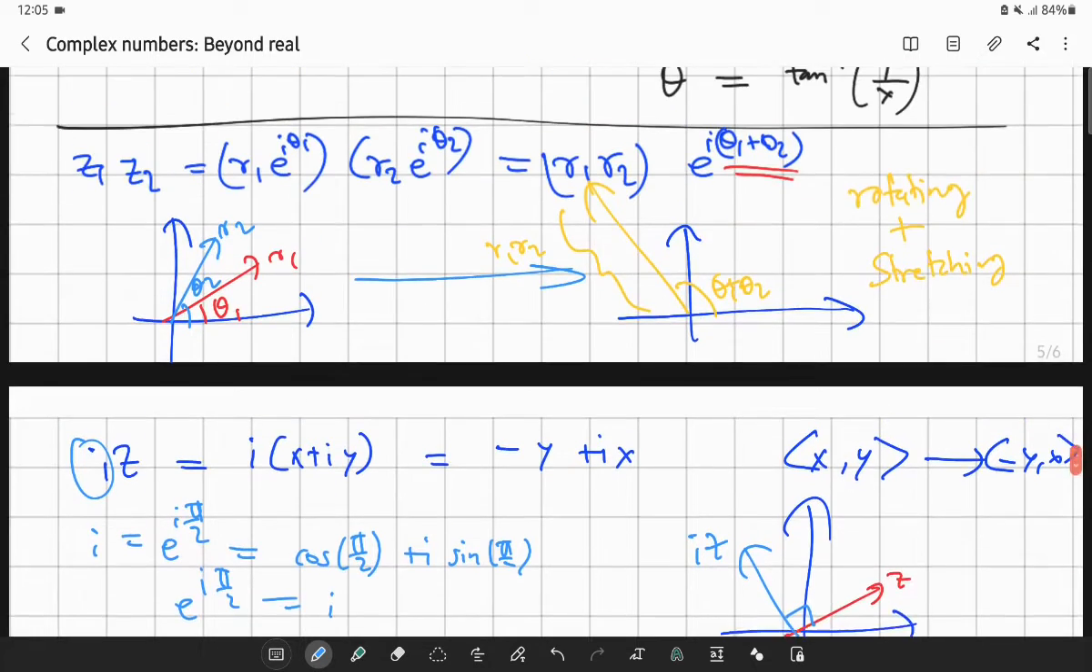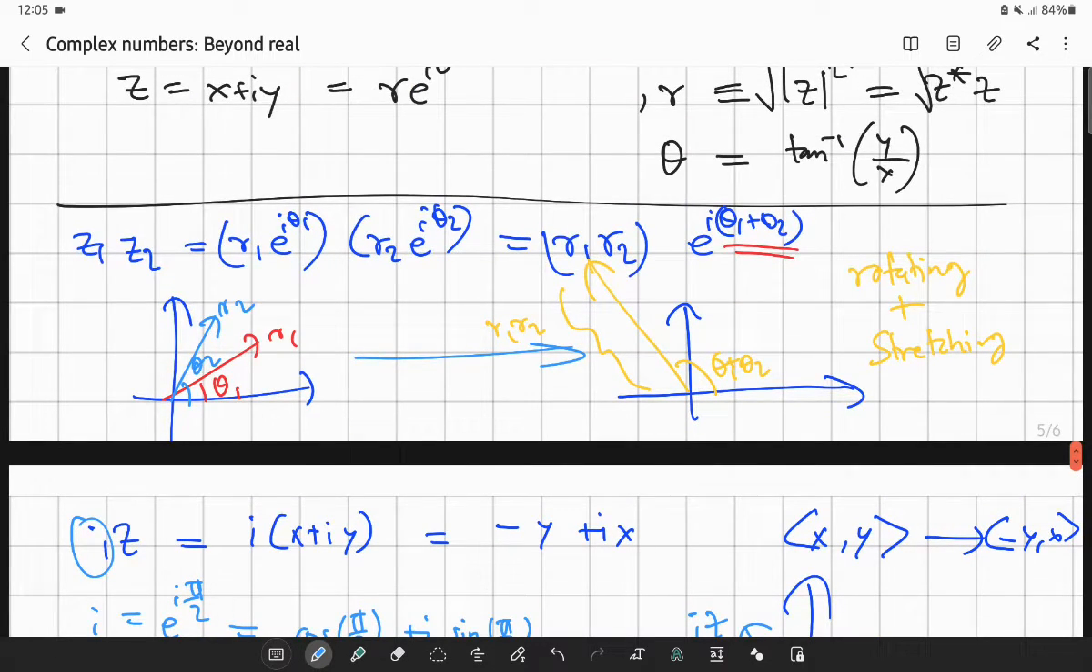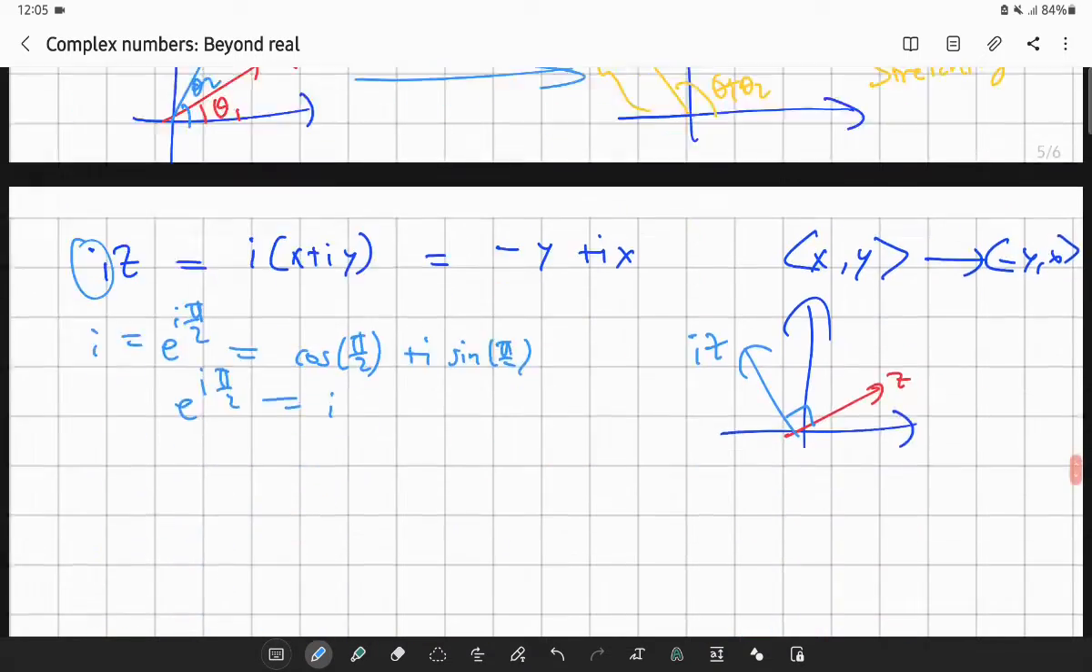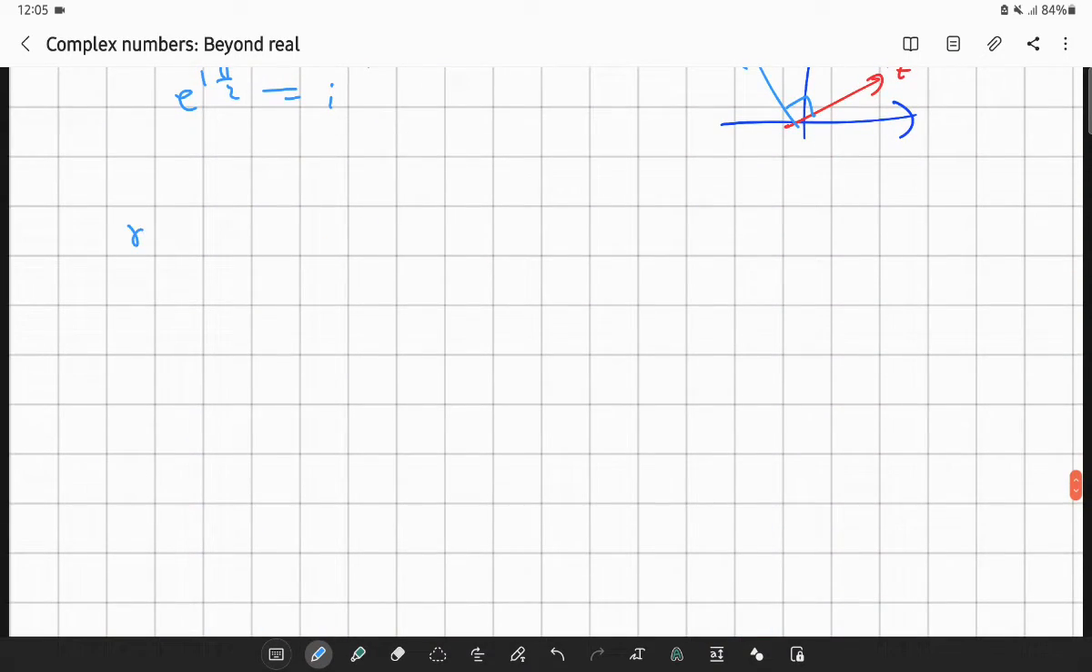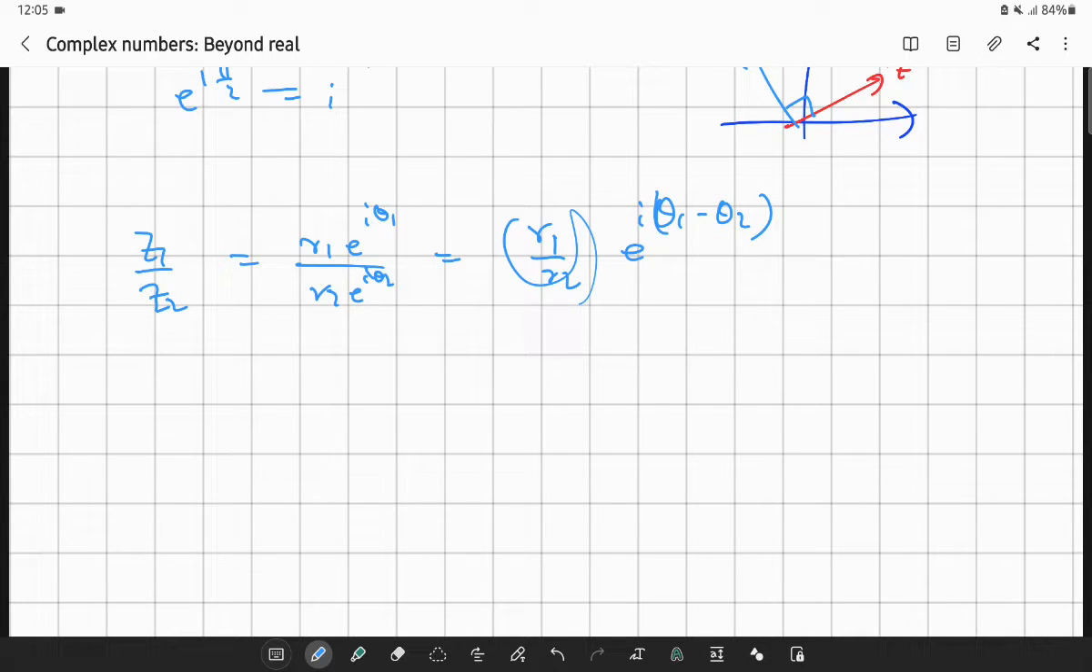The division is actually identical, except you'll have theta 1 minus theta 2 and r1 over r2. So the interpretation goes something similar. If I have z1 over z2, I'll have r1 e raised to i theta 1 over r2 e raised to i theta 2. This is r1 over r2 and e raised to i theta 1 minus theta 2. So the interpretation is identical to multiplication.